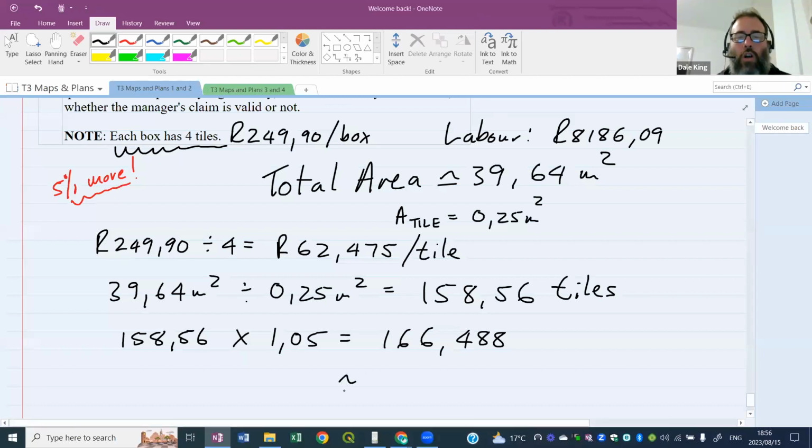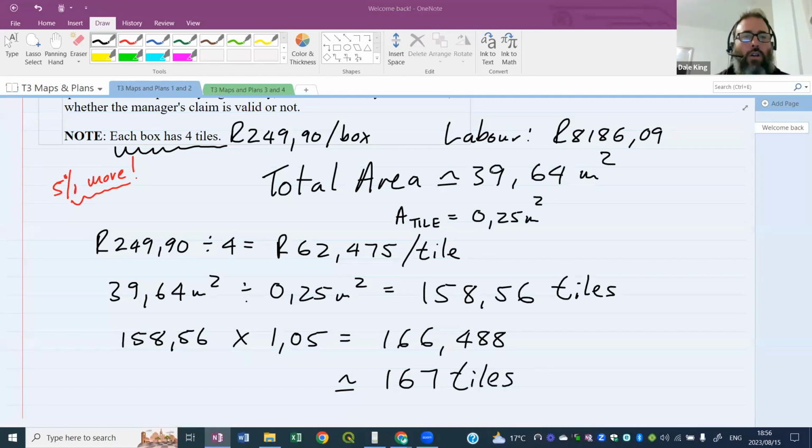Always. When you're trying to finish a job with paint and tiles and things like that, you've got to round up. Okay, so we need 167 tiles. That's what we need. Now, we need to start paying for these. So it costs $249.90 per box.